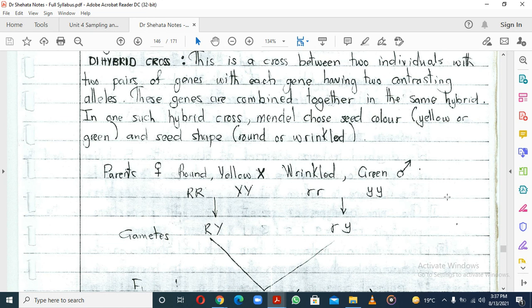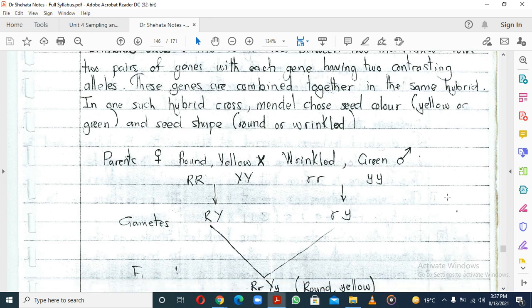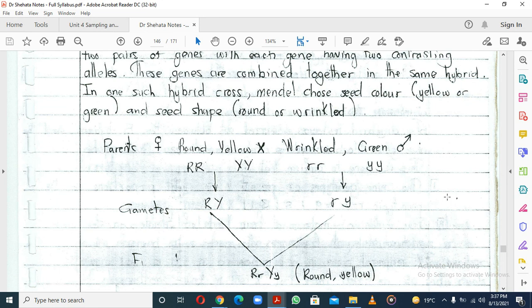So here we've said with each gene having two contrasting alleles. You see the definition, right? Two individuals with two pairs of what? Of genes. So you've got two individuals, these two parents, and then you've got two pairs of genes, and these pairs of genes have what? They've got contrasting alleles. Now when you do this crossing, what you're trying to do is figure out what genotype and phenotype the offspring of these parents are going to have. What are the offspring going to be like? That's basically what you are looking at.